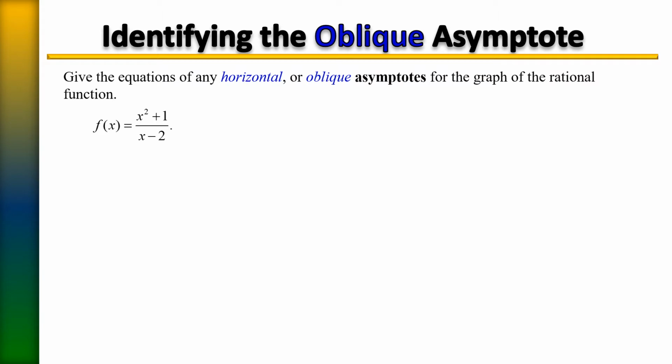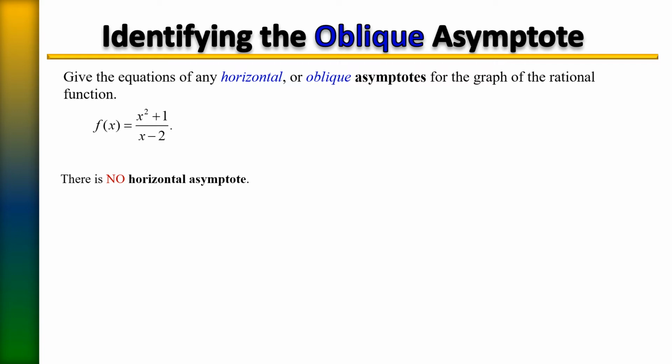So looking at the degree of the numerator, it has a degree of 2. The bottom has a degree of 1. And since the degree of the numerator is greater than the degree of the denominator, recall that in this case, there is no horizontal asymptote. Now, just because there is not a horizontal asymptote doesn't mean that we don't have other asymptotes.